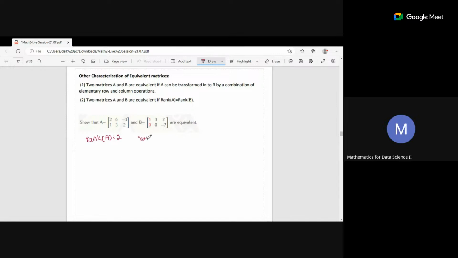Now what about the rank of B? Again, you see that these two are dependent, so only one independent is there. Are they independent? Yes, ma'am. So you have rank of A equal to rank of B. And so can we say A and B are equivalent?